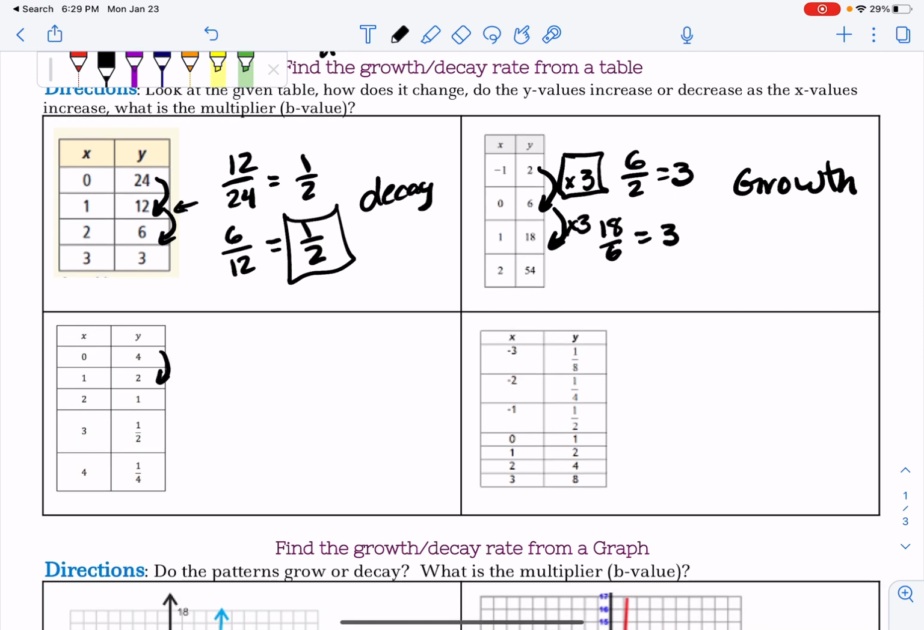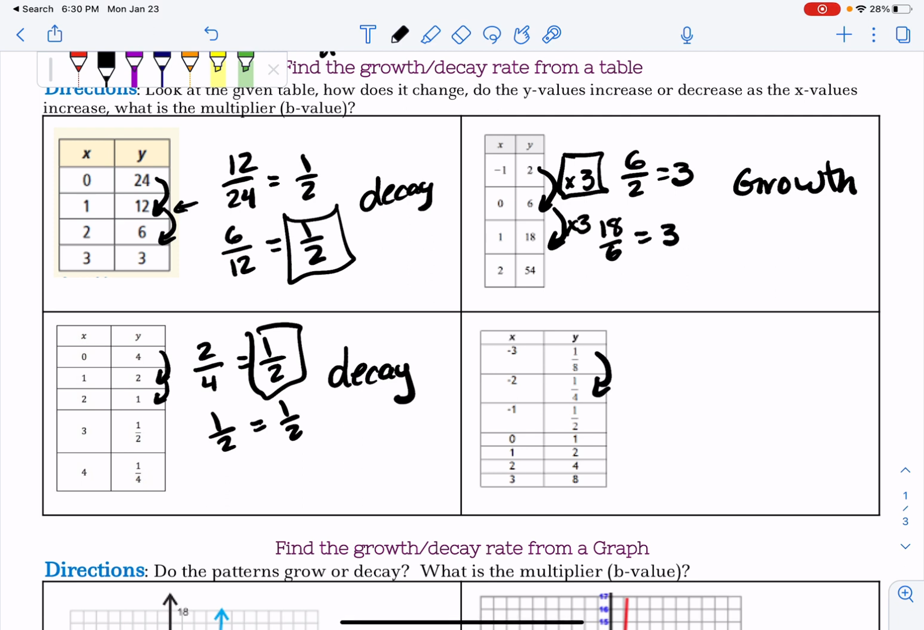Again, this next pattern is getting smaller over time. This looks again to be 1/2, and we could check by doing 2 divided by 4, which equals 1/2. 1 divided by 2, which equals 1/2. 1 divided by 1/2, which also equals 1/2. So again, our multiplier is 1/2, and this is decay, getting smaller over time.